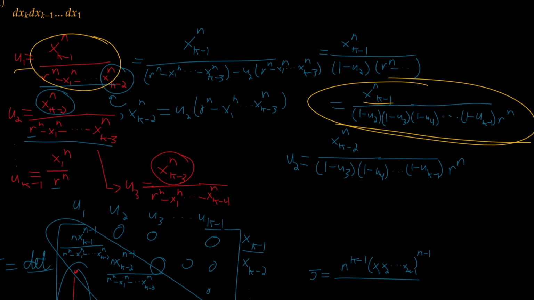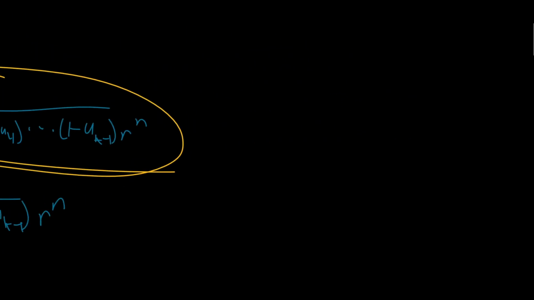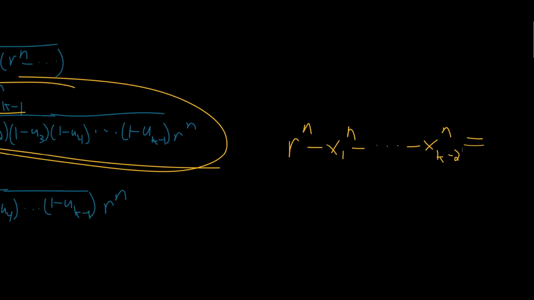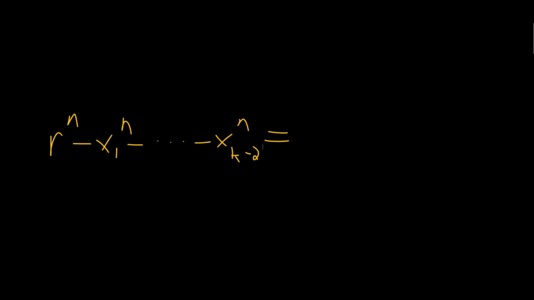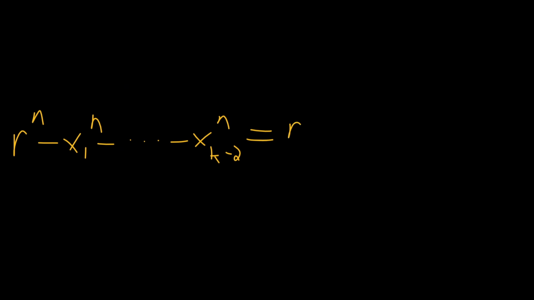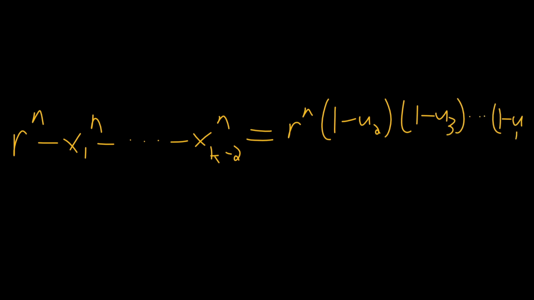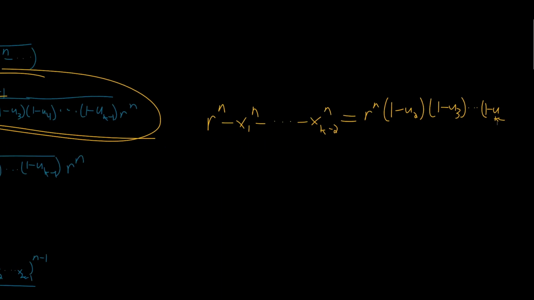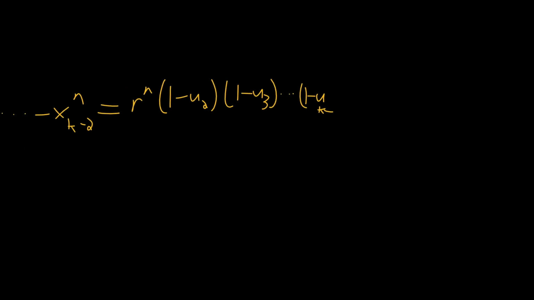So what that implies actually, going here, is that r to the n minus x1 to the n minus ... minus xk minus 2 to the n is just equal to that denominator right there, which is just, I'll put the r to the n out to the front, r to the n, 1 minus u2, 1 minus u3, ... 1 minus uk minus 1. Yes, I am right at that. Cool.